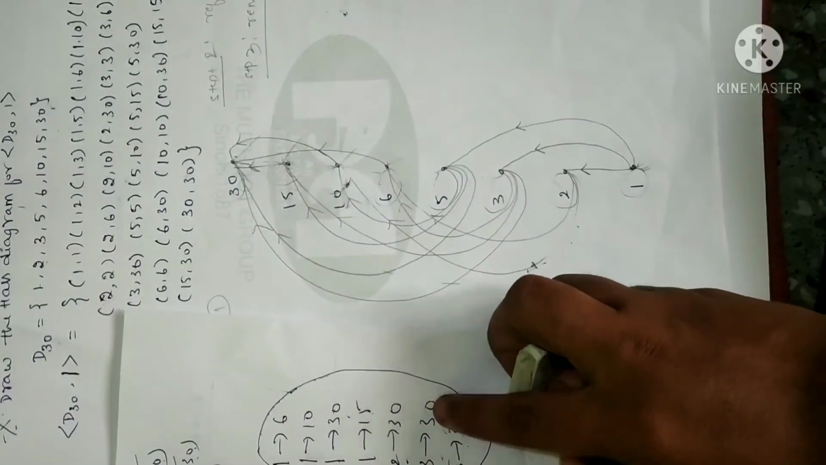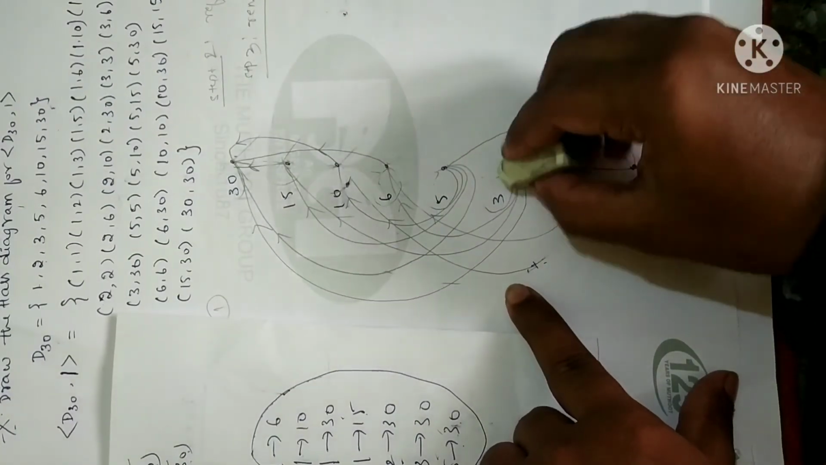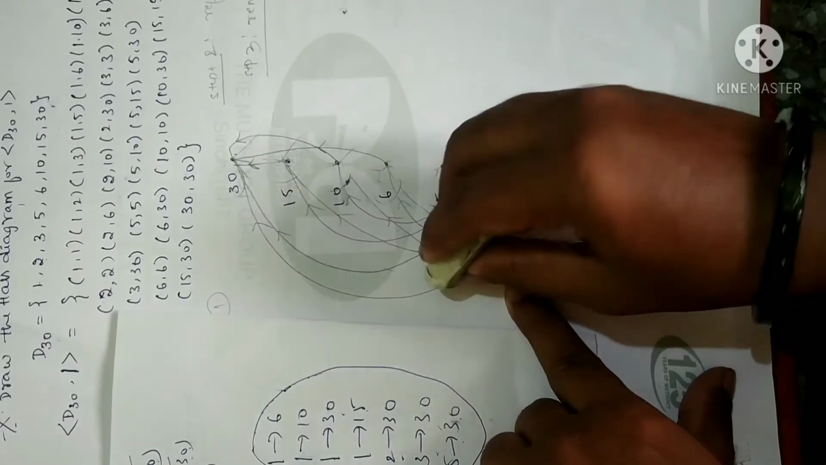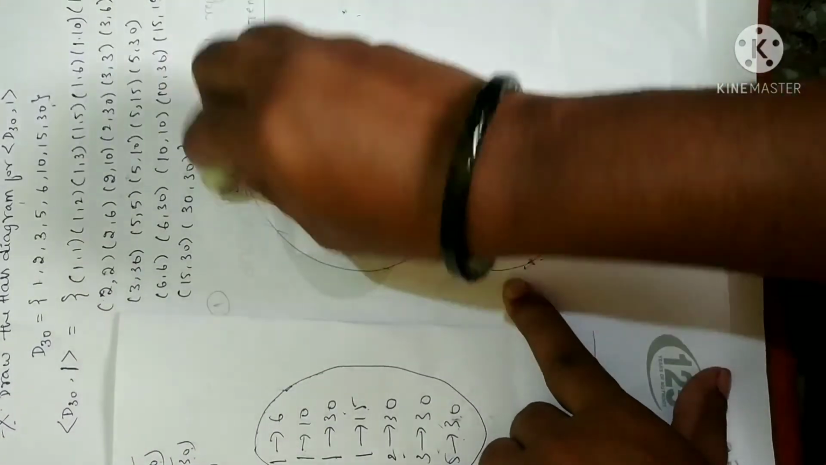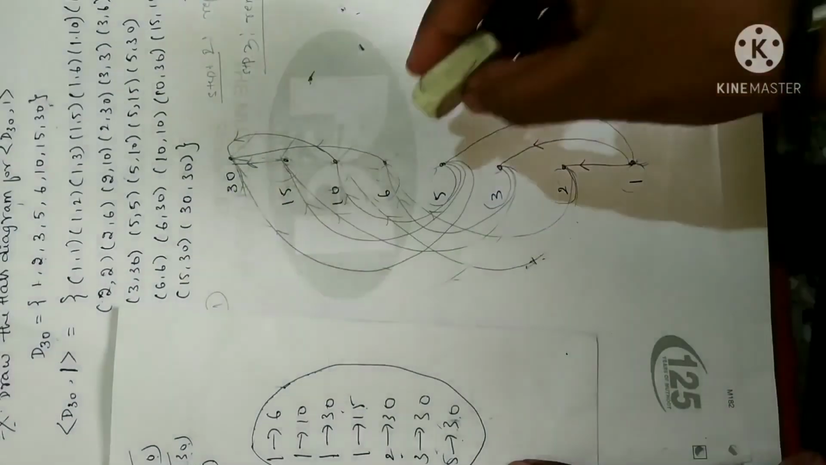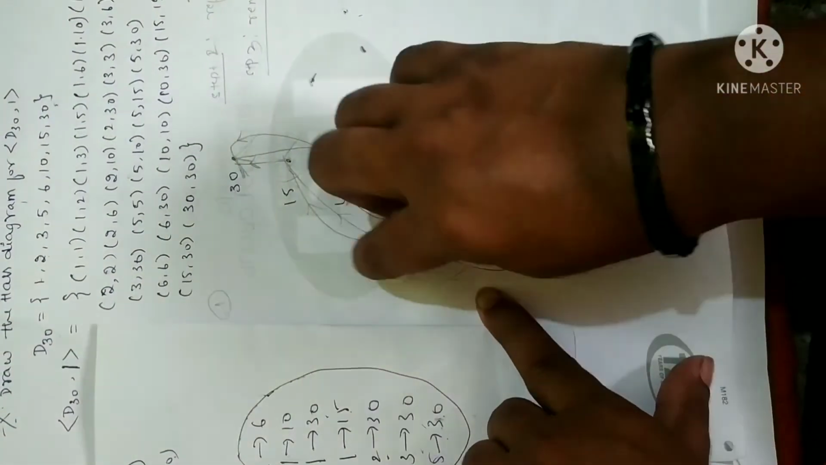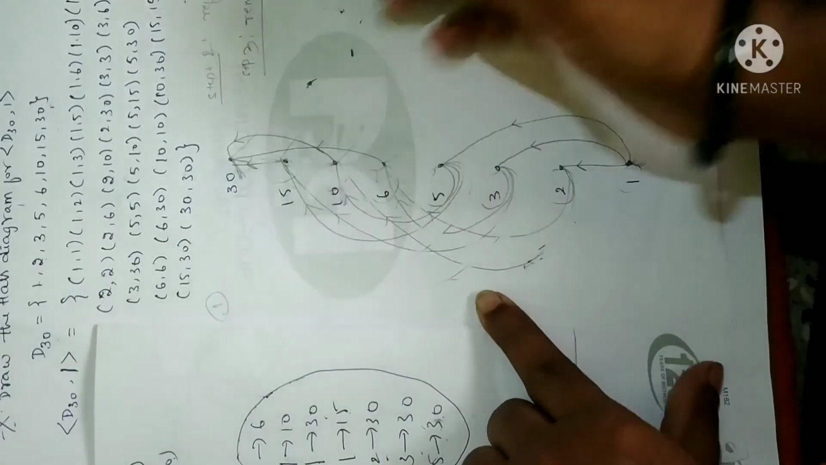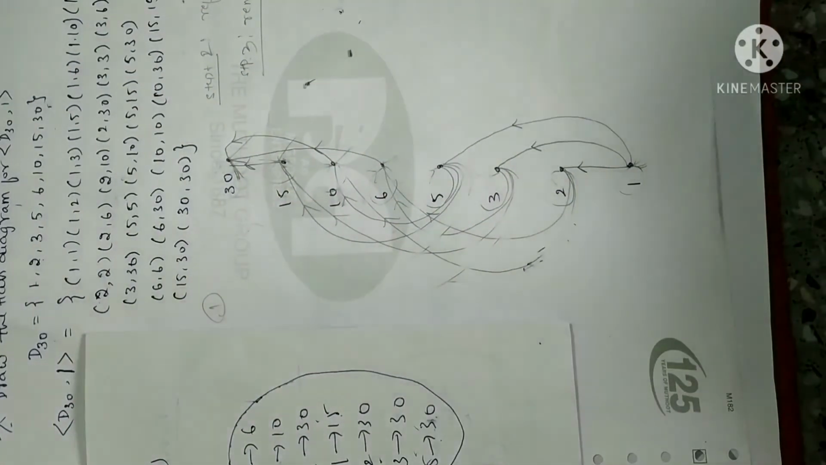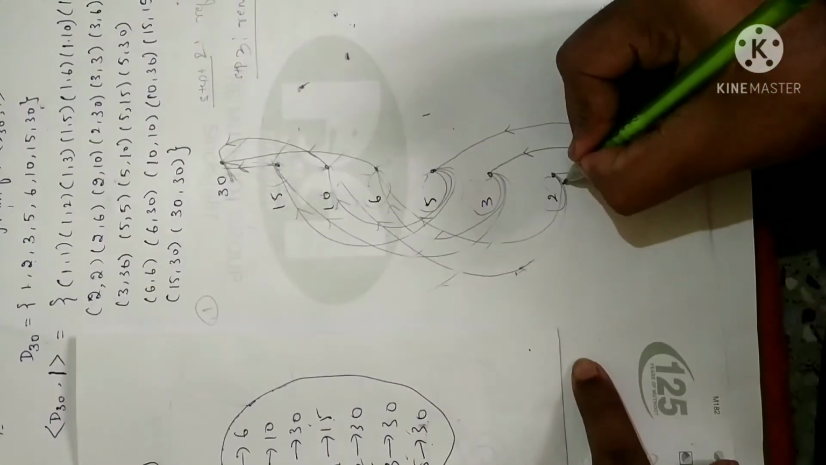Next I have to remove 3 to 30. Where it is, 3 is here. 3 is connected to 30. See this wire. This arrow I have removed. Fine. 3 to 30 is also removed. Next 5 to 30 I have to remove. 5 is here. So 5 to 30 I have removed. Now let me make sure that left arrow, whatever the left arrow is, let me draw it again.